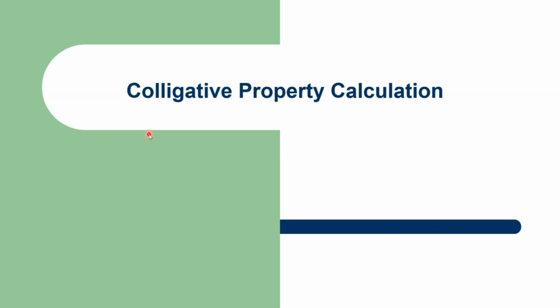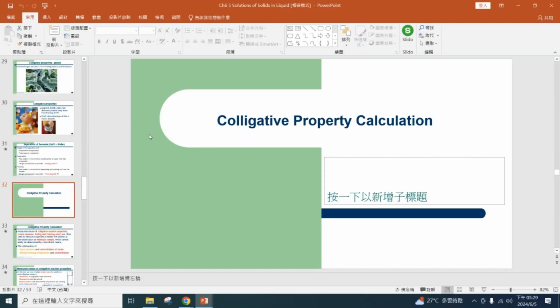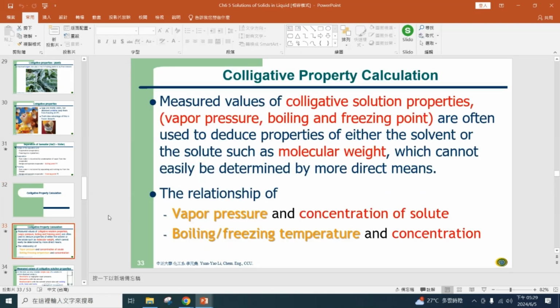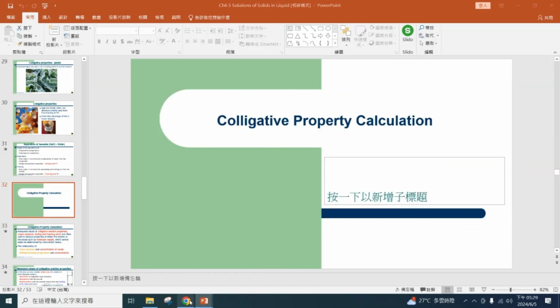Next Monday is a holiday, right? So we will have lecture on Wednesday, and on Wednesday we will talk about colligative property calculation. When we increase the concentration of the salt, the melting point drops, and we want to know the concentration related to the temperature drop. So we need to do some calculations. Okay, so that's it for today.